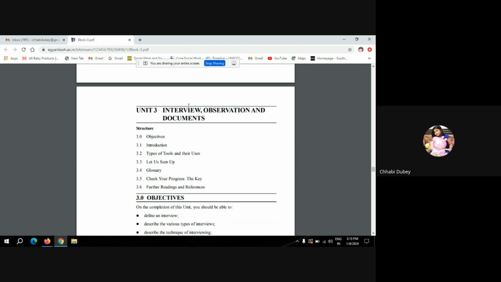After this, we come to the third unit, which talks about the interview, observation, and documents. Now, these are some other tools of data collection that can be used, and very often we have seen that, especially in qualitative studies, these tools are used.